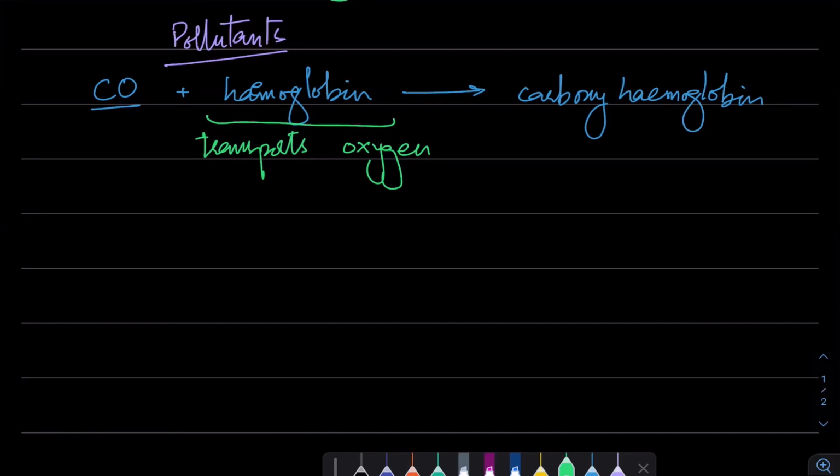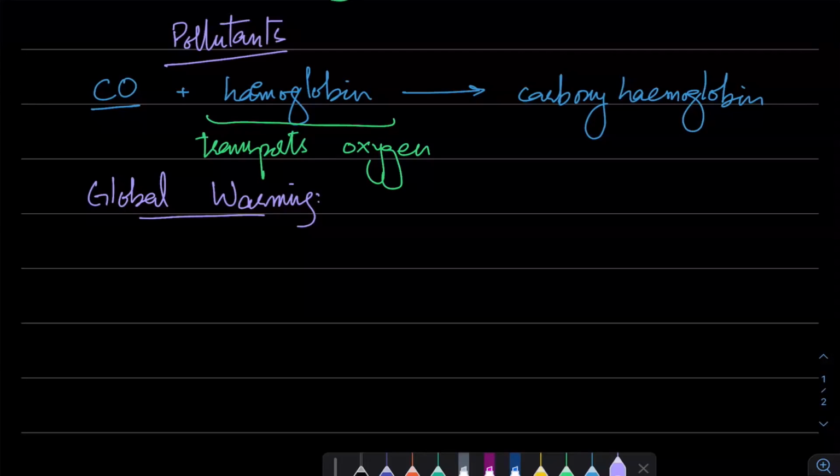So that's why we have to be careful about it. Second important aspect of this is global warming. Pollutants cause global warming. Now, global warming, जो है ना, it is a result of one thing that is very important to life, और वो है greenhouse gas. Greenhouse effect. Greenhouse effect क्या होता है?